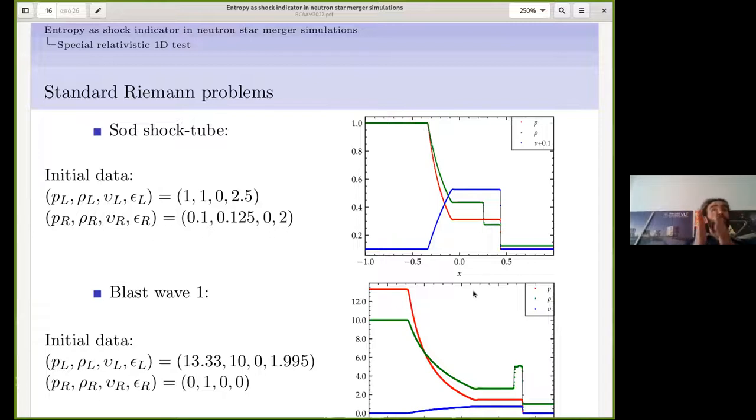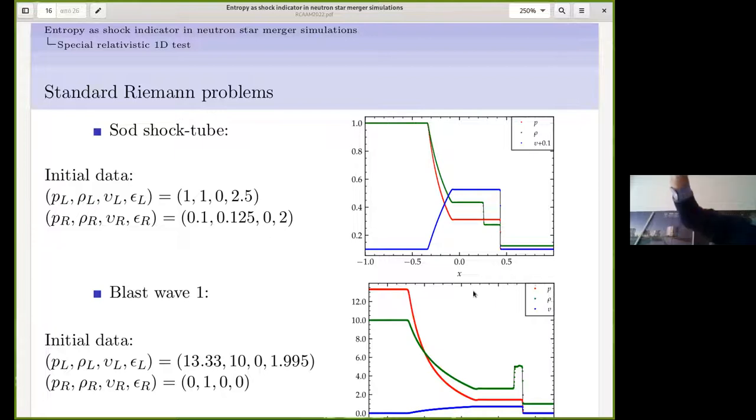We have a discontinuity at x equals zero. On the left-hand side, we have the values for the primitive variables that I'm showing there, and on the right-hand side, we have different values. So from the left to the right, we have a jump. We have a shock already from the beginning, so these simulations are quite difficult to solve.